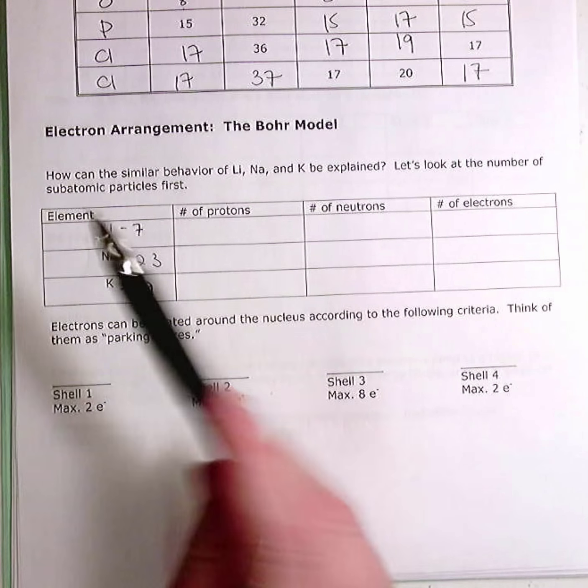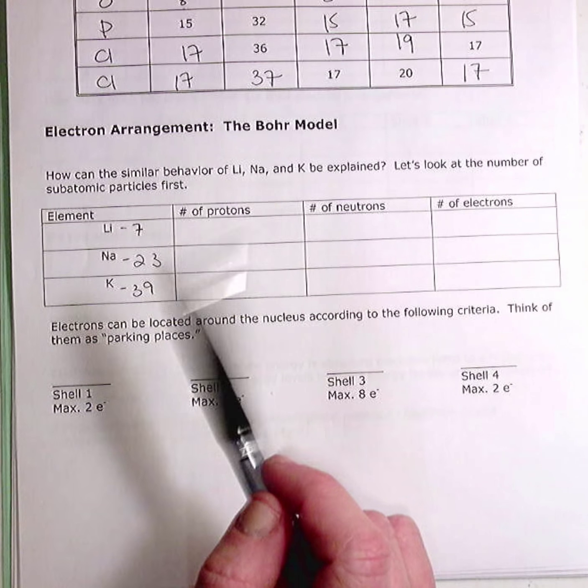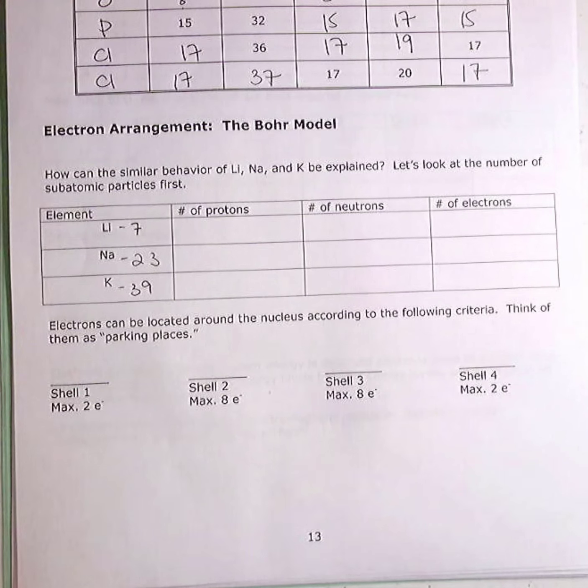It turns out that lithium, sodium, and potassium all behave in a similar fashion. It's like they're in a family. You know how you have similar traits to your family members, even though you might not want to admit it, but it's there. The same can be said of lithium, sodium, and potassium. So let's try to figure out why they behave in a similar manner.